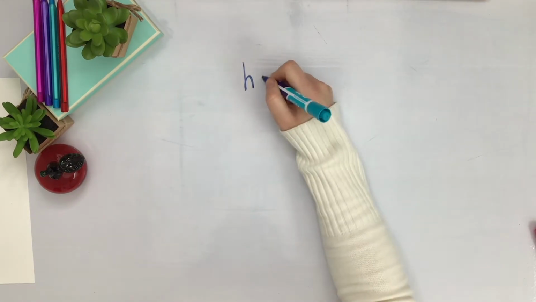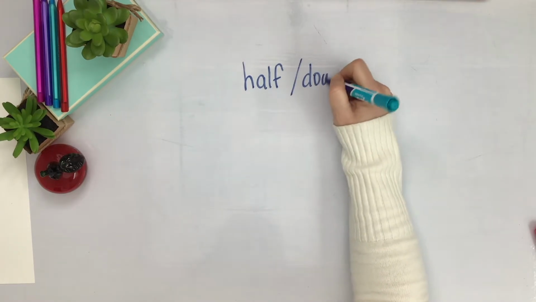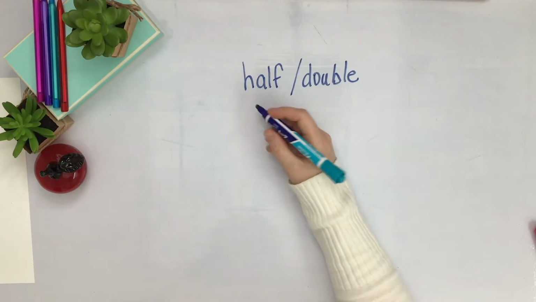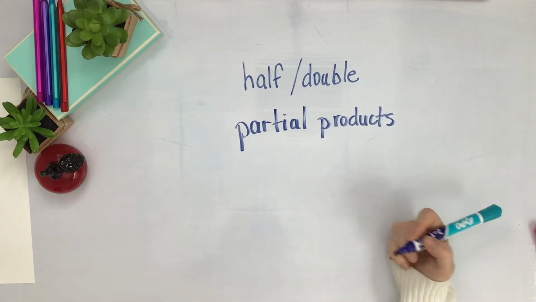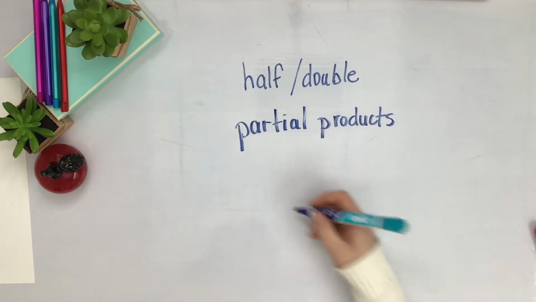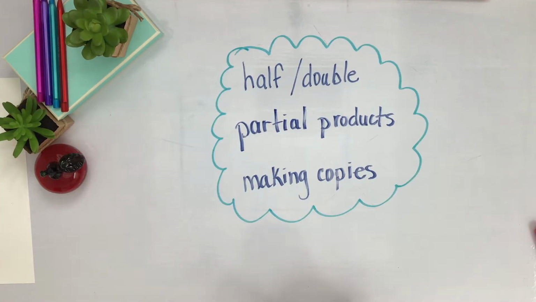So far we have used a half double strategy or double half. We've used partial products. And we've also just simply discussed that multiplication means making copies of things. We can use all of these same strategies when we're talking about decimal numbers. Okay, so all of the multiplication strategies you know for whole numbers, you can use them for decimal numbers.